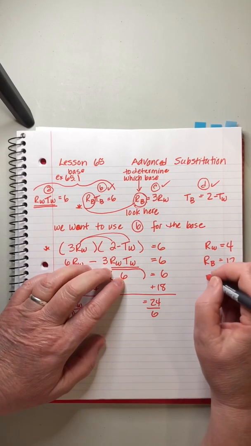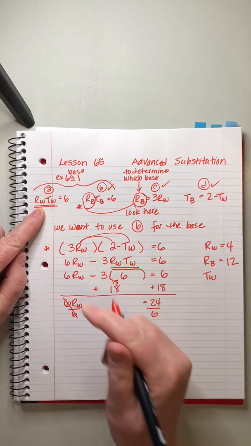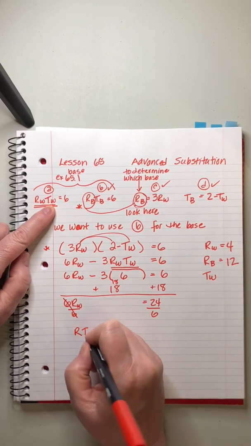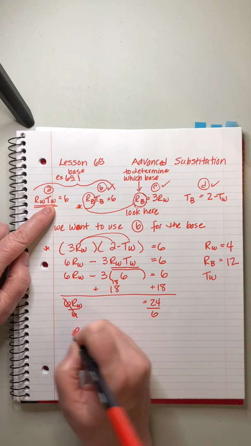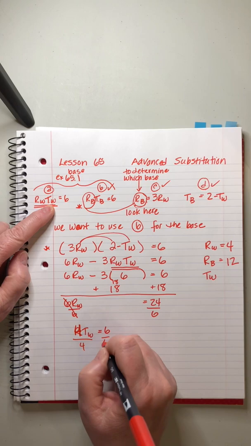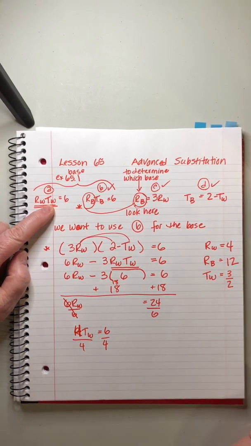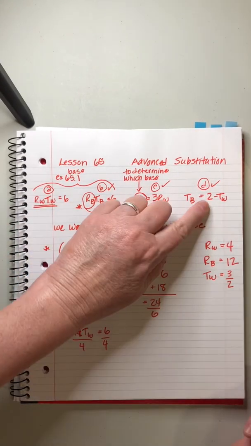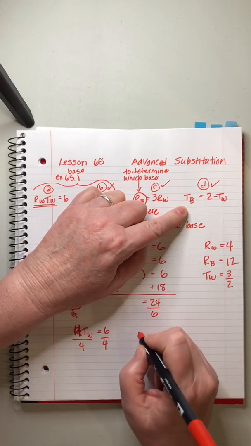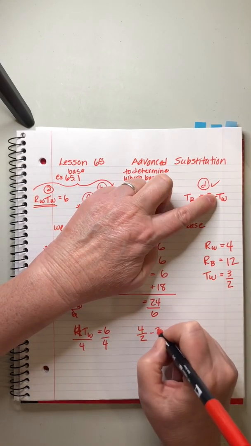Now let's find the first time. Let's go to this equation, right? So if RW is 4, TW is the one we're trying to find out, it equals 6. Oh, I'm sorry. This should be a 4. We divide both sides by 4, and we find out TW equals 3/2. I reduced it. And now we can go back to this one and get the last time. The other time will be equal to 2, which I'm going to rewrite as 4/2, minus TW, which is 3/2.